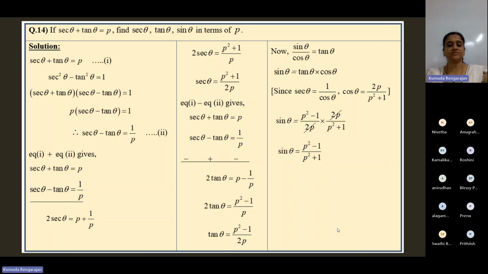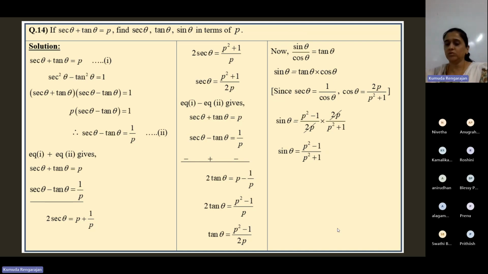You understand, right? Taking the LCM, P is the common denominator, so it's P squared plus 1. And then that 2 will come for division, so it will become 2P. So add the two equations, then subtract the two equations. So like that you get the values for secant theta and tan theta.